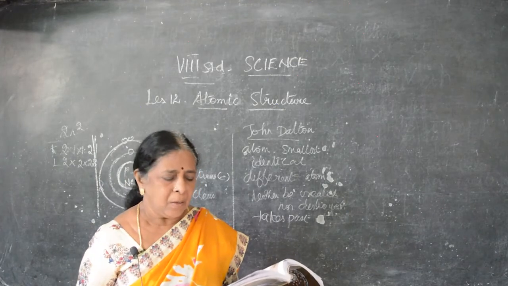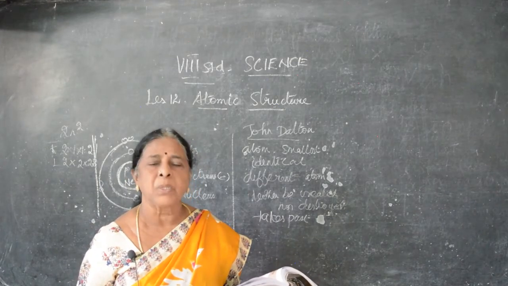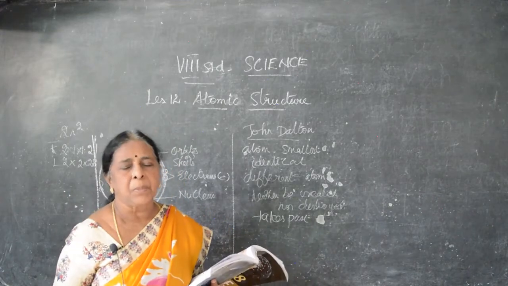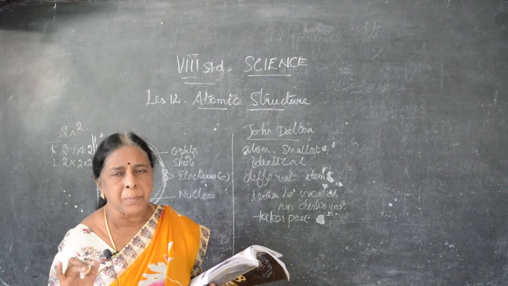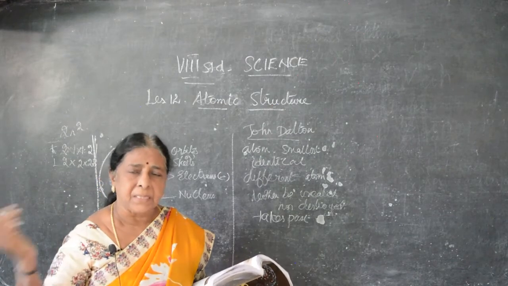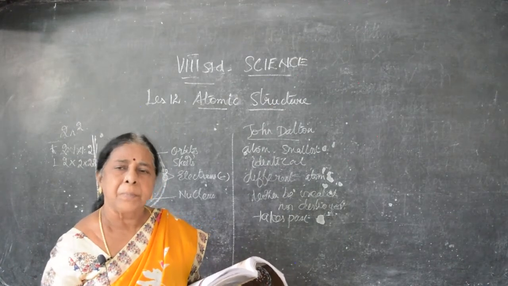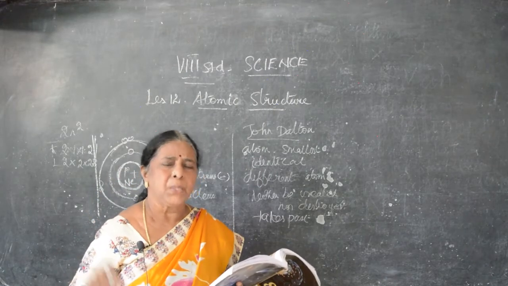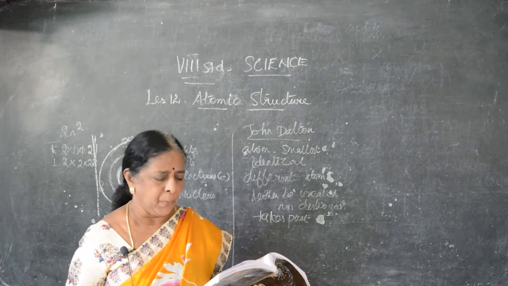So, the atom is no longer considered the smallest indivisible particle. What he said was that the atom is the smallest indivisible particle that cannot be subdivided. But as per other scientists' statements, the atom can be subdivided. Even the smallest particle can be divided further into something smaller.